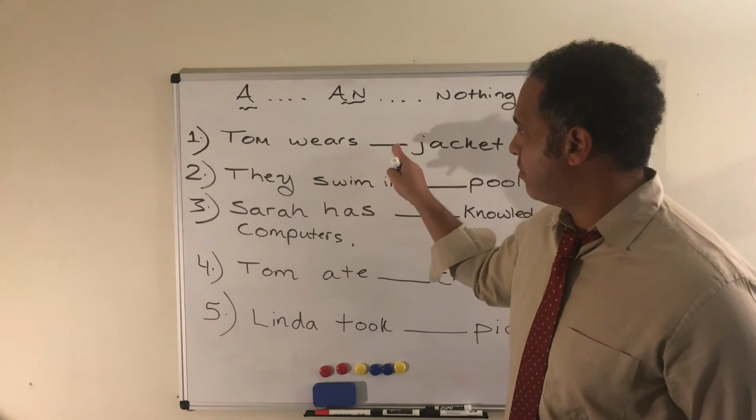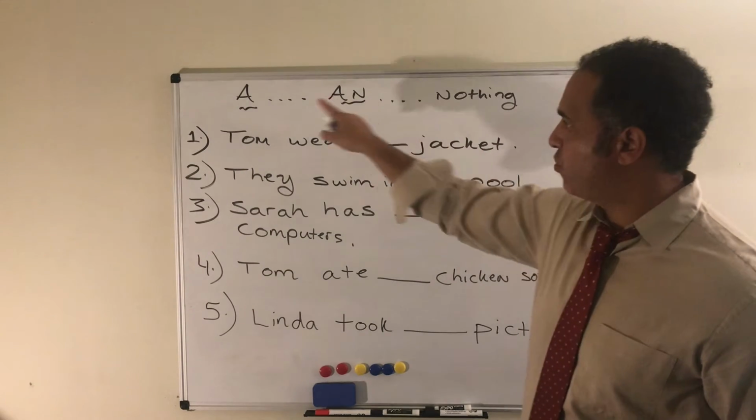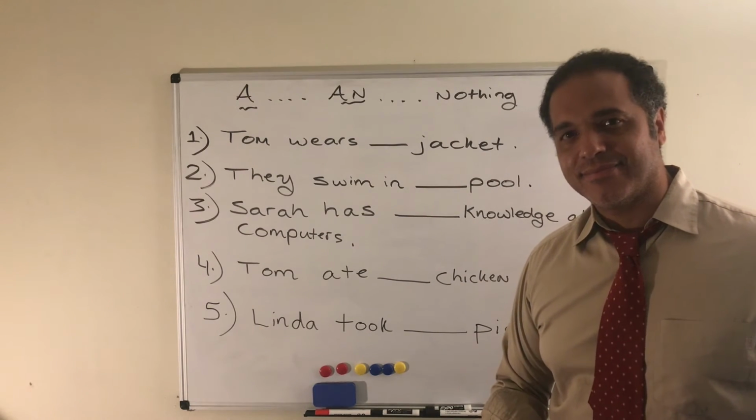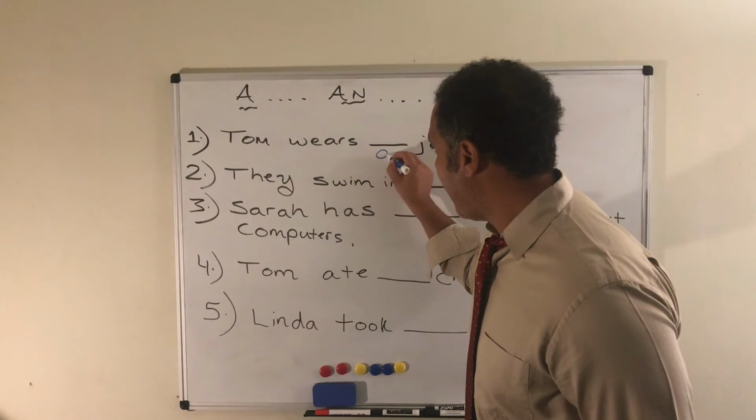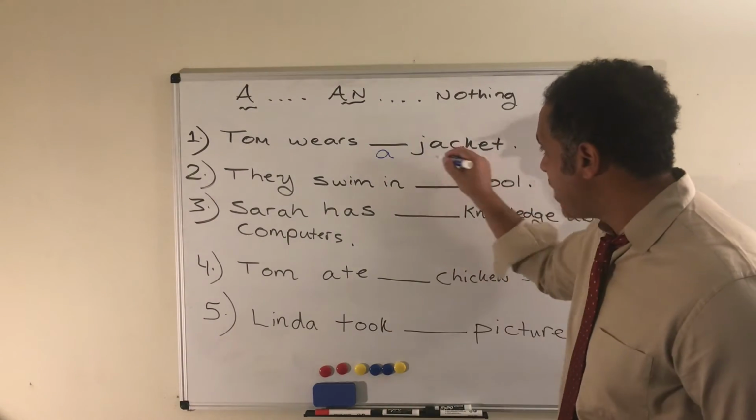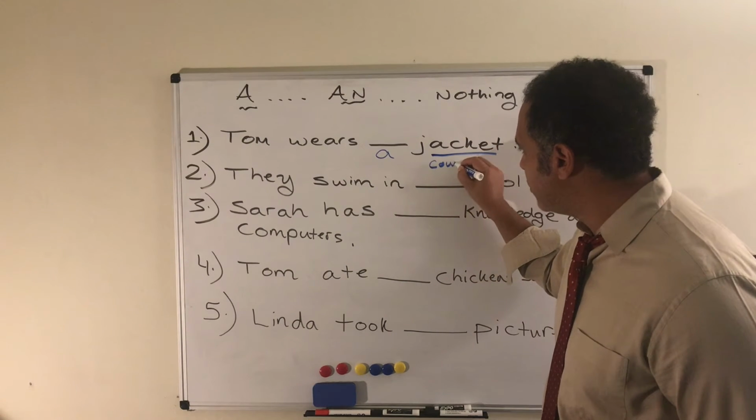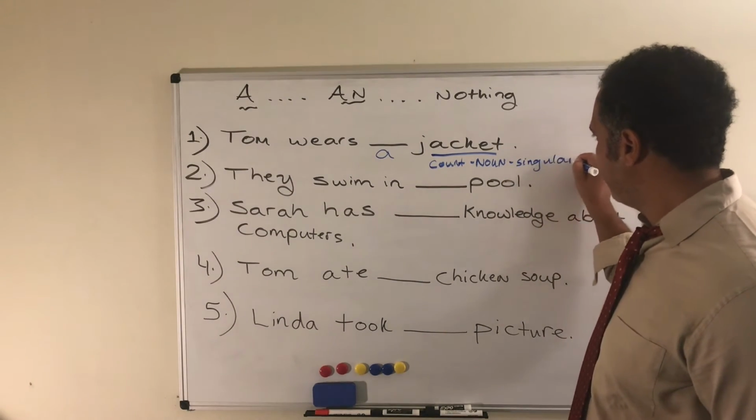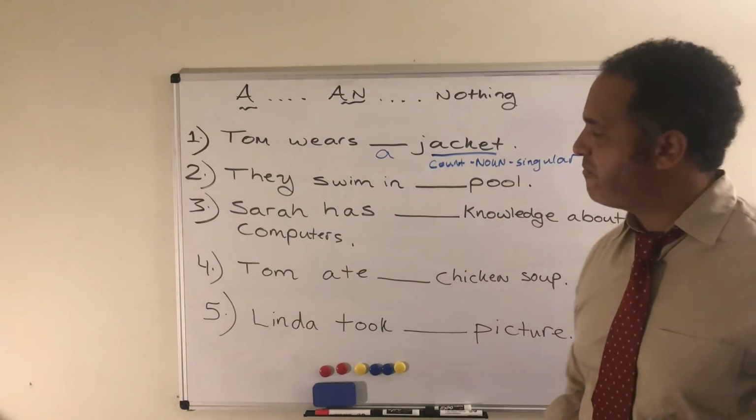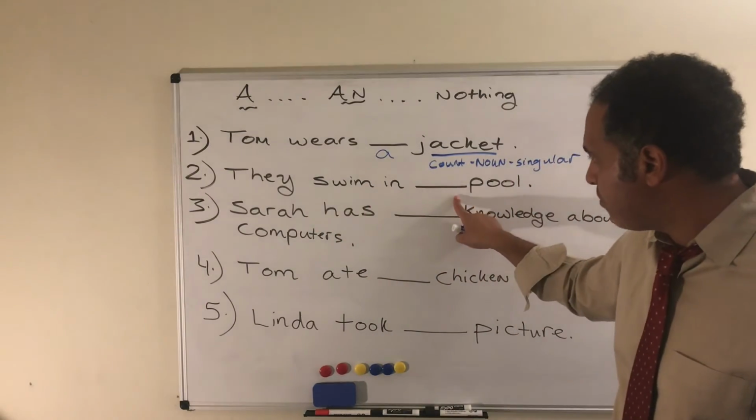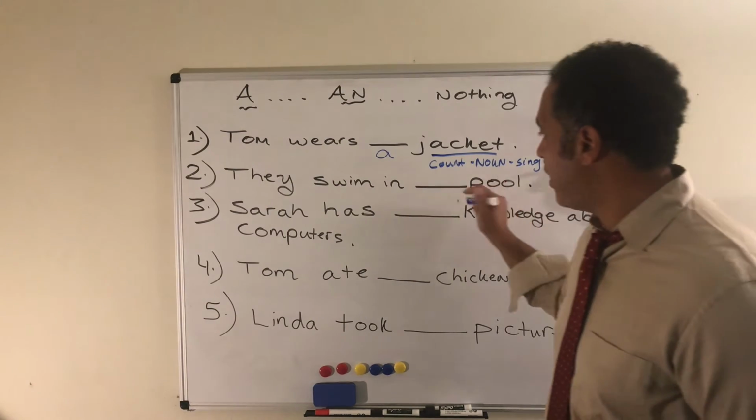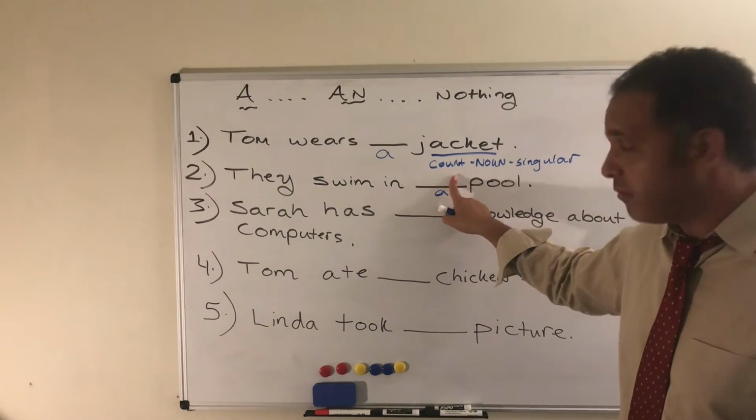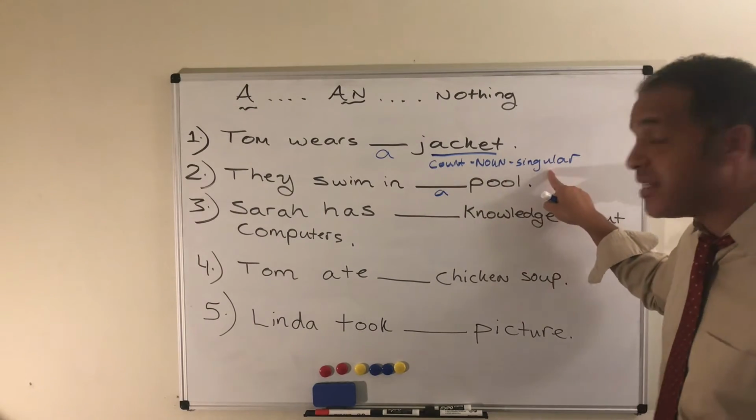Tom wears blank jacket. Do I put a or an or nothing? Okay, if you said a jacket, you're right, because jacket is a count noun and it is singular. One jacket. So this is okay. They swim in blank pool. Should be a pool for the same reason. Pool is a count noun and it is singular. We're only saying one.